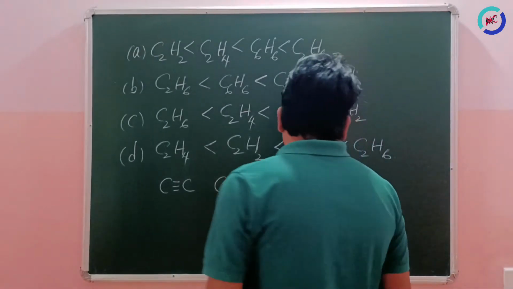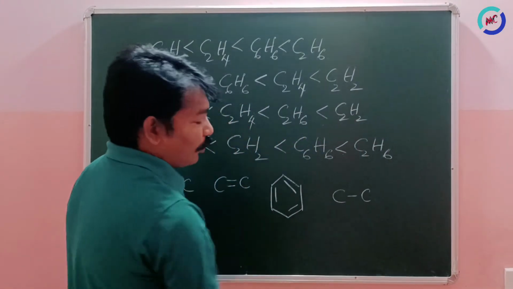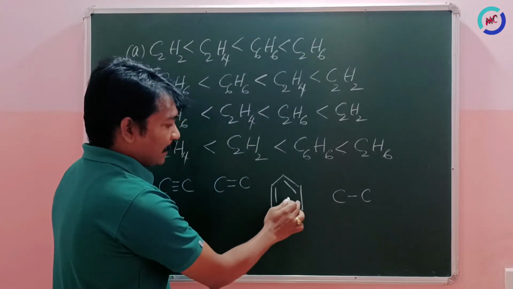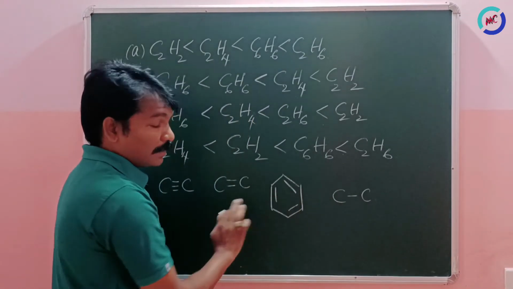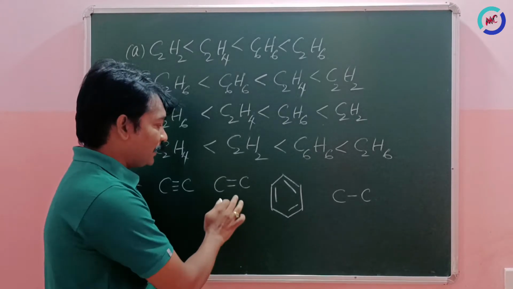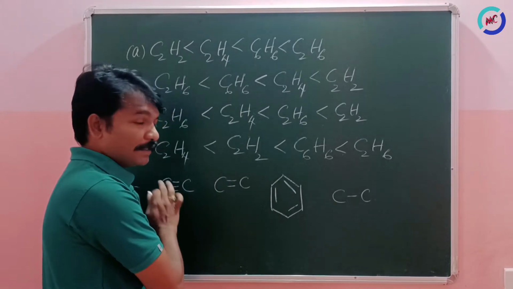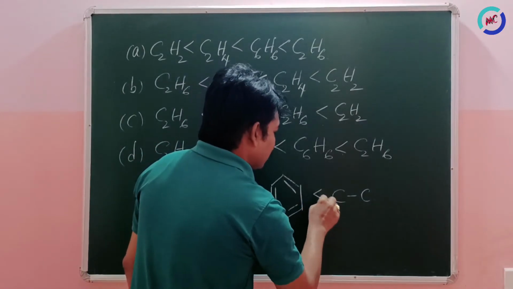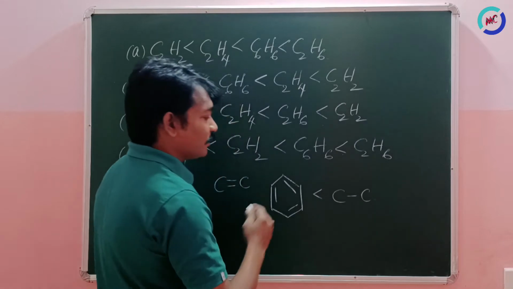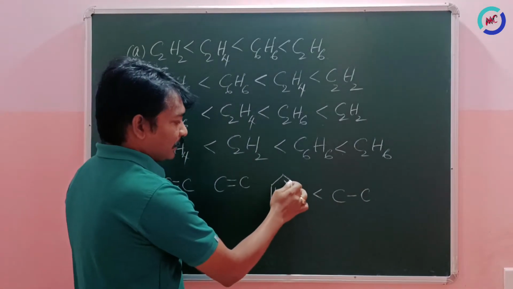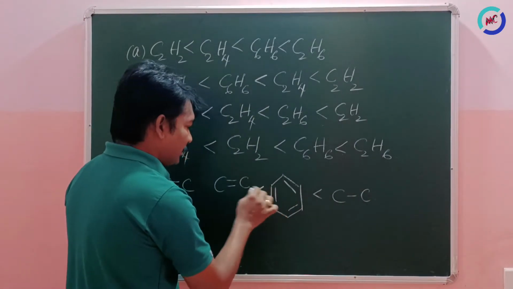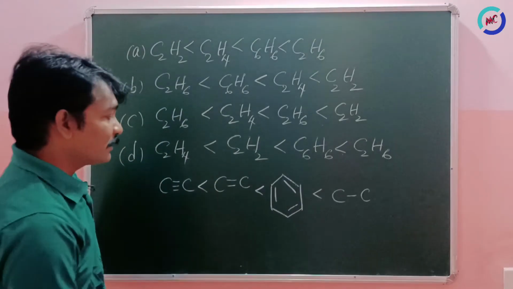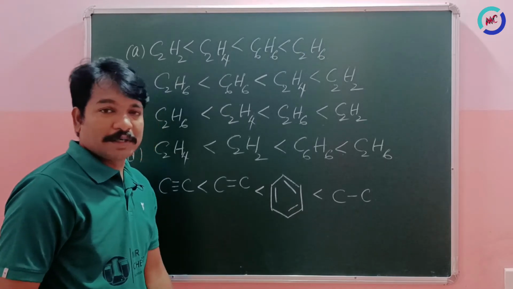Here it has more bond length, and then here it has alternate double bonds. All are not double bonds, alternate double bonds. Here it has only a double bond, and here a triple bond. Now the order is: C–C single bond has more bond length, then alternate double bonds, then double bond, and then triple bond. This is the correct order for bond length.